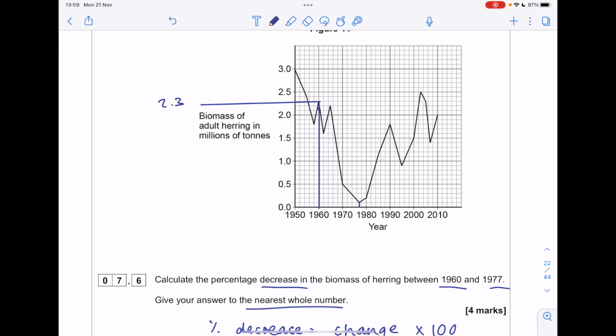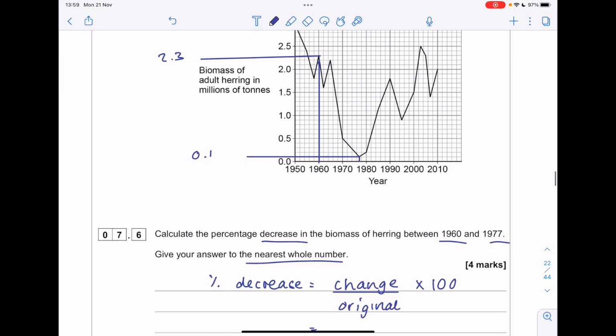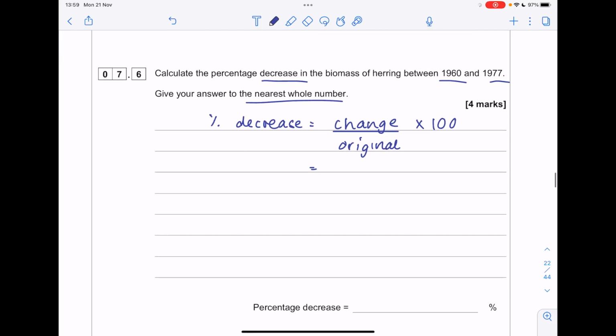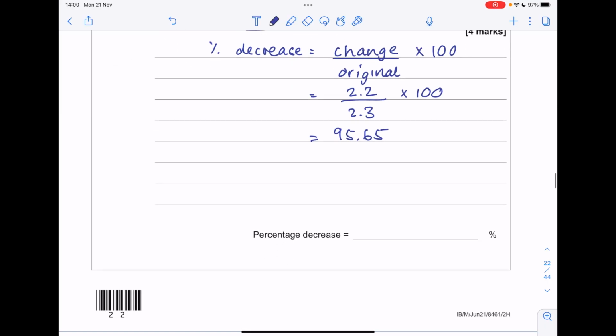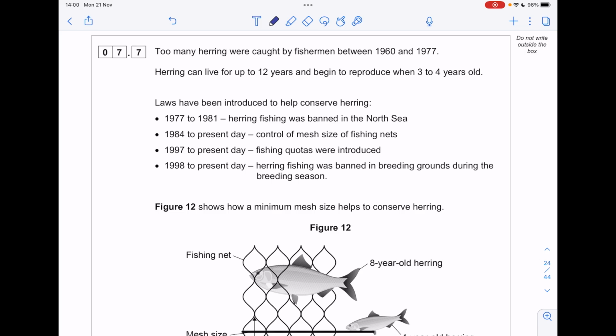So let's read this off. That's 2.3. That's 0.1. So the difference between those numbers is 2.2. The original was 2.3. Times it by 100. So our percentage decrease is 95.65. To the nearest whole number is 96% decrease. That's quite worrying. Too many herring were caught by fishermen between 1960 and 1977.